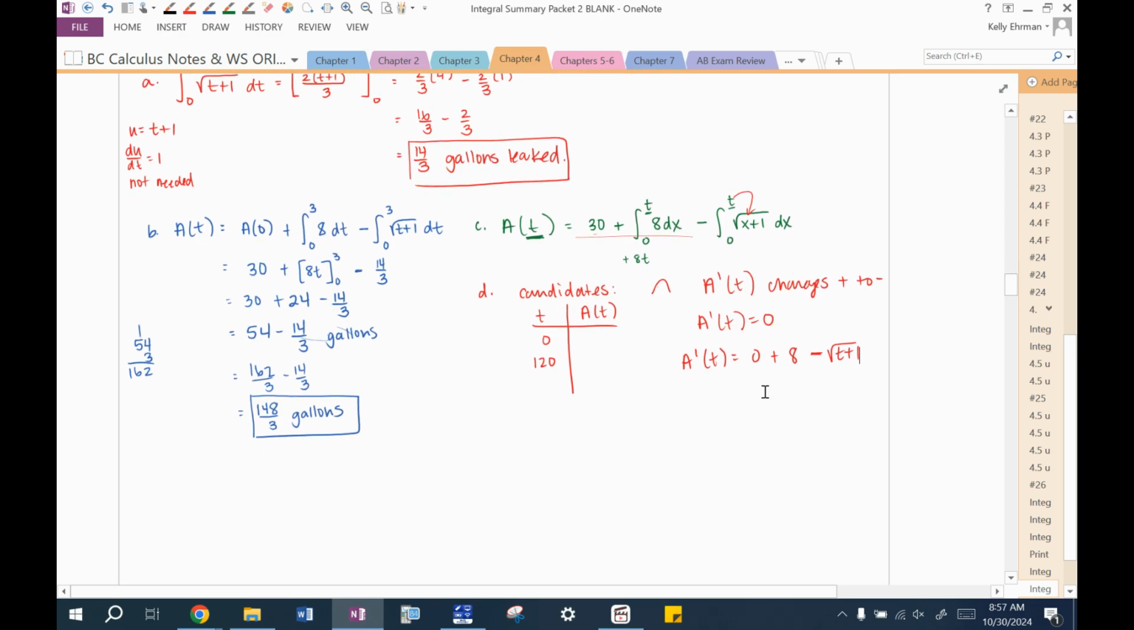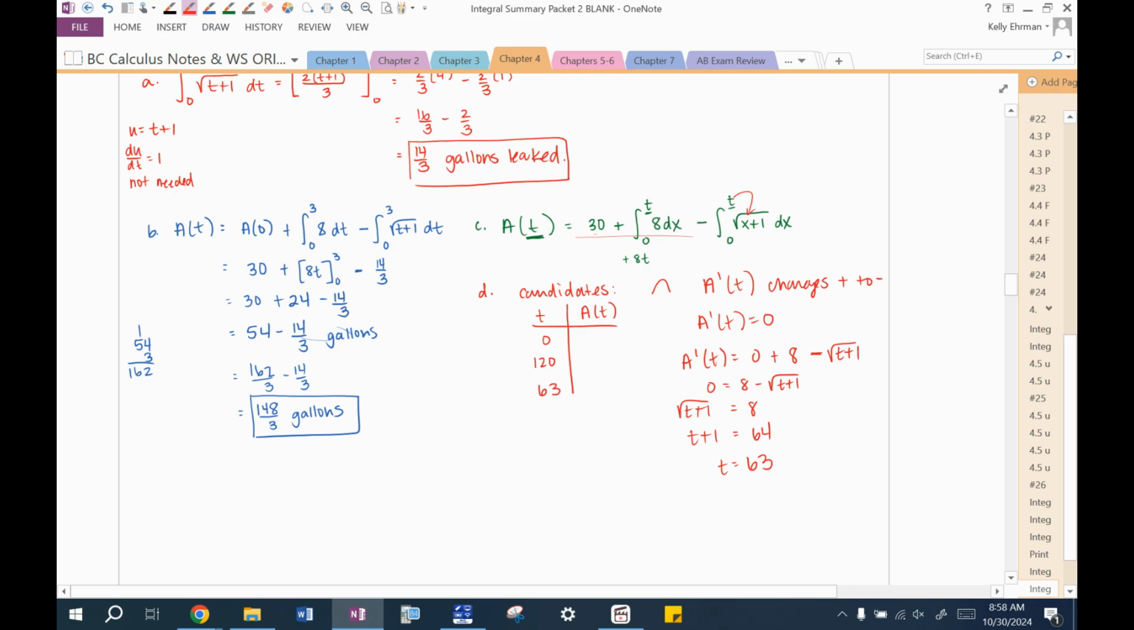So all this is saying is the amount coming in minus the amount leaking out is going to be our rate at which the amount in the tank is changing. So we need to set that equal to 0. I'm going to add square root of T plus 1 over here. I'm going to square both sides. Remember, this is all non-calculator. And so I'm going to get T equals 63. So 63 is another candidate.